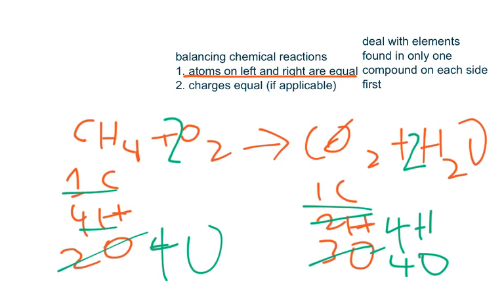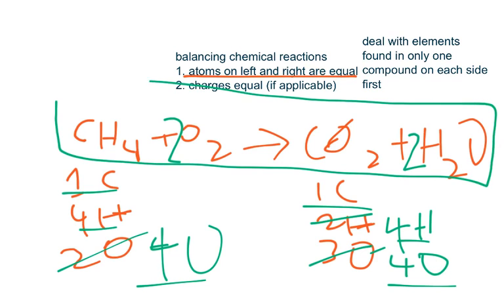Both sides have 1 carbon, 4 hydrogens, and 4 oxygens. So the complete balanced chemical reaction is CH4 plus 2O2 transforms into CO2 and 2 H2Os. So that's how we balance chemical reactions. And notice how rule 2 does not apply since nothing on either side is charged. And so the total charge on the left would be 0, and the total charge on the right side would be 0. So charges are not applicable in this situation because none of the chemicals have charges. So we ignore rule 2 for now.